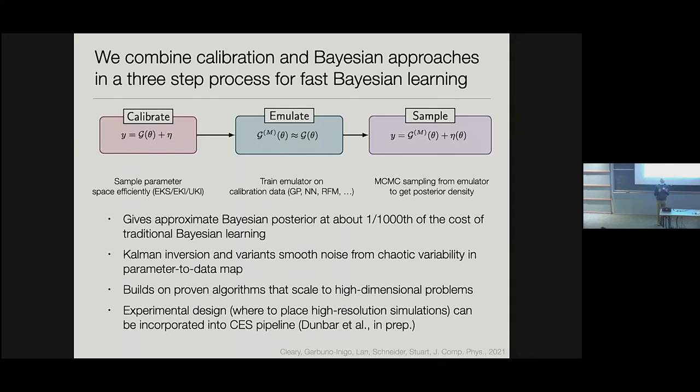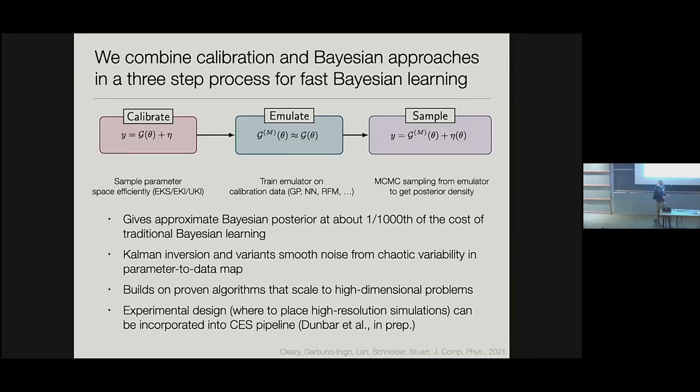What you get out of it are pairs of simulated data Y and parameters. And on these pairs, you can train an emulator. So typically, you have perhaps 5 iterations of a Kalman inversion algorithm. It's an ensemble of size 100. You have 500 pairs. And on these pairs, you can train an emulator. And this emulator can be any number of things. I'll show you an example with the Gaussian process there. It could be a neural network, random feature model. It can be any number of things.